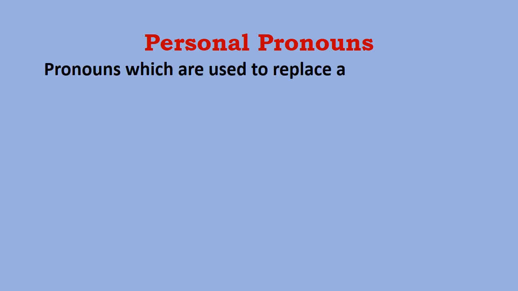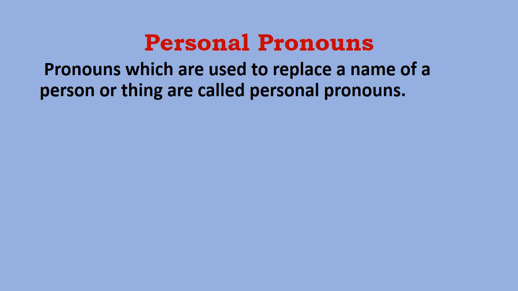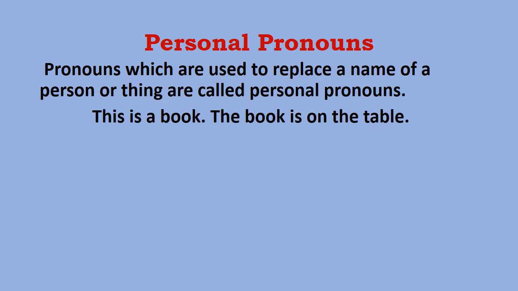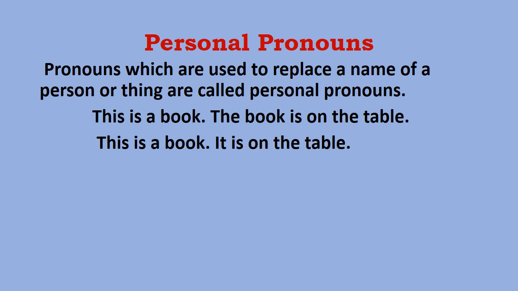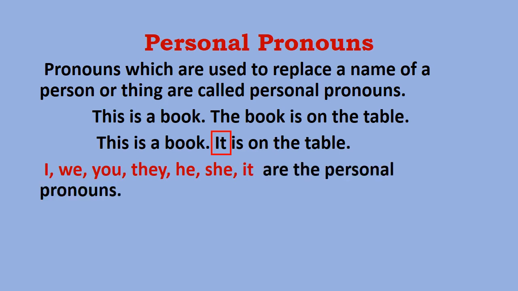Pronouns which are used to replace the name of a person or thing are called personal pronouns. As in the example, this is a book. The book is on the table. Can be written as: this is a book. It is on the table. Here in this sentence, it is a personal pronoun replacing the noun the book. I, we, you, they, he, she, it are the personal pronouns.